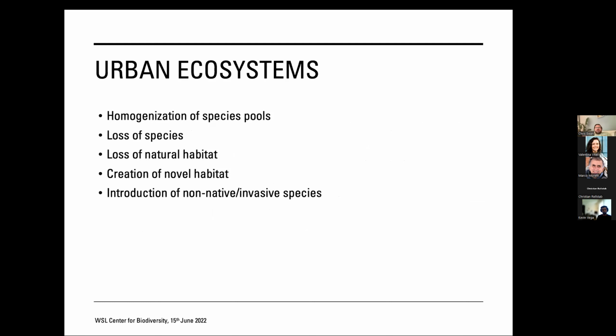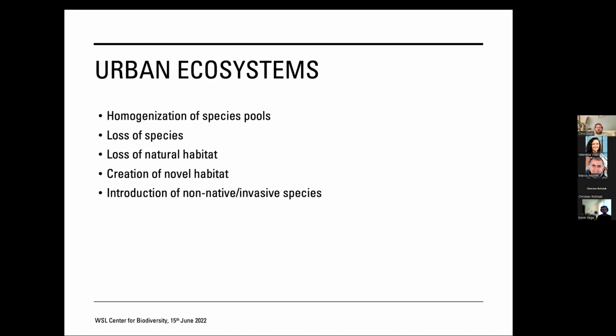So urban ecosystems have these problems. They homogenize the regional species pool. You lose species, you lose habitat. You get this creation of novel habitat, and of course, you get the introduction of non-native and invasive species. So you've got all of these urban syndromes that go along with this problem, that can deplete the regional species pool.